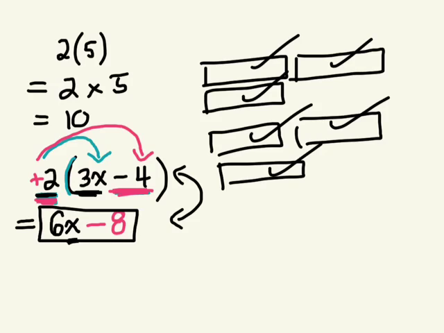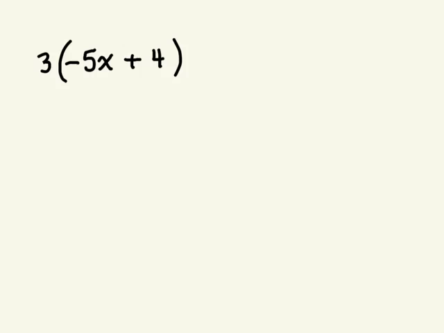Both of these represent the exact same thing. All we've done is we've taken this 2, we've distributed it, multiplied everything inside the bracket, and we just rewrote this expression.